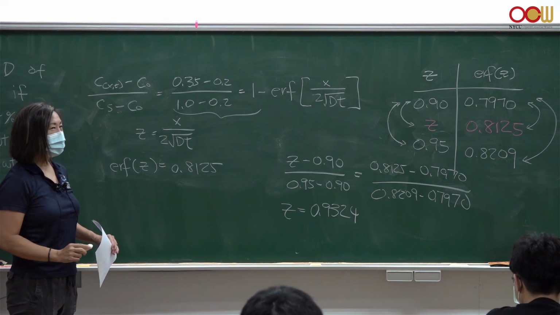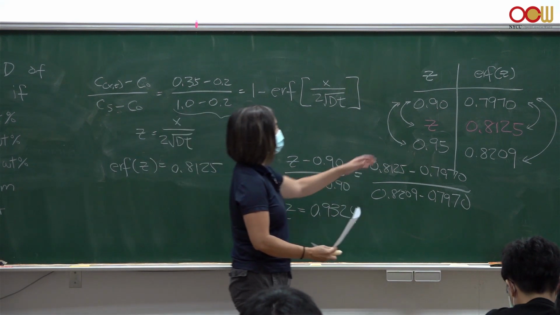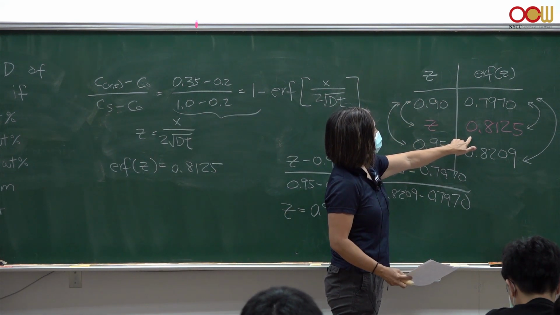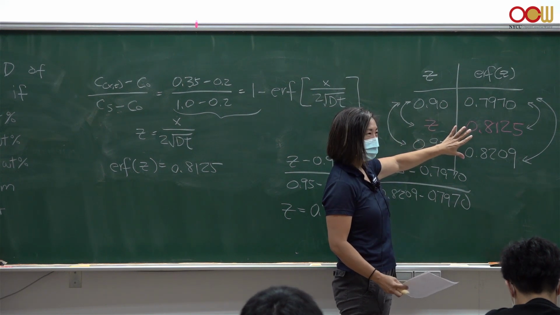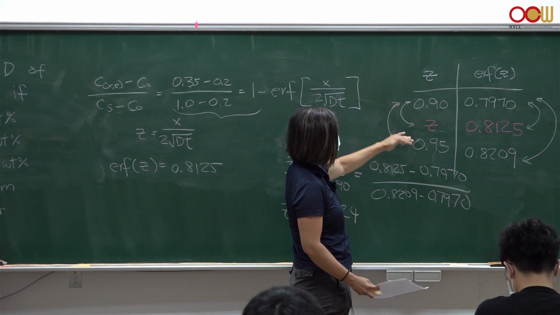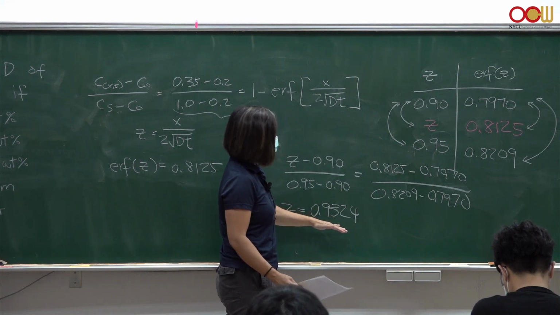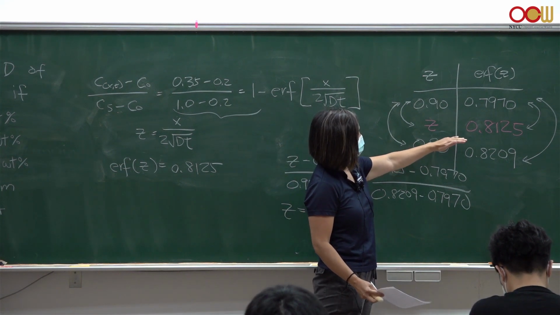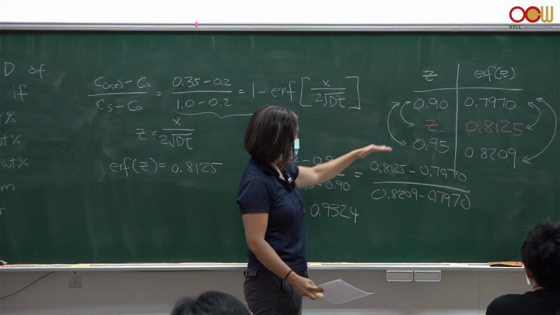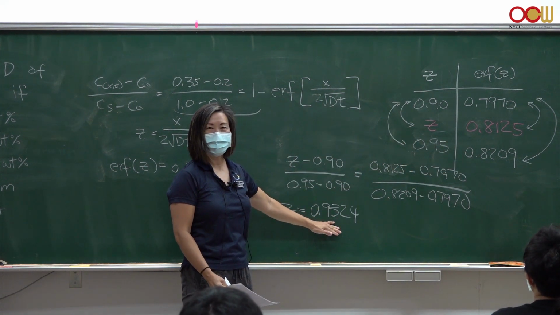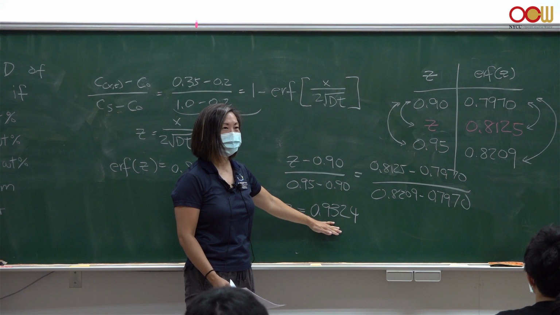Does this kind of make sense to you in terms of where the error function z sits? It's between these two numbers, so z must be between 0.9 and 0.95. It is closer to the bigger number, and so z must also be closer to the bigger number, right?